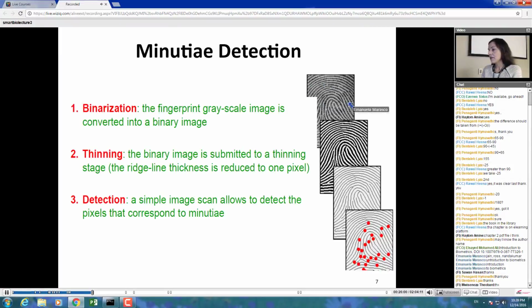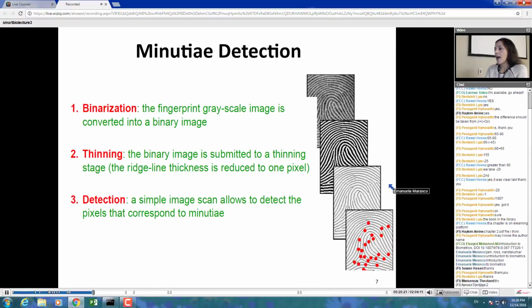Then the binary. How many values can we see in this image? Binary image. The word suggests something. So we can answer in the chat. How many values do we have in the binary? Only two, right? You can see black and white. So this is the output of the binarization.